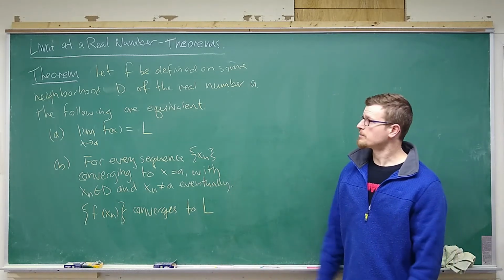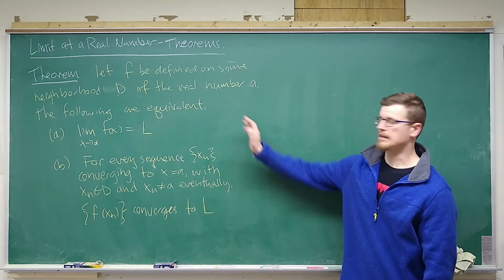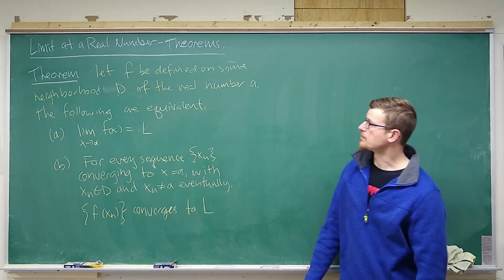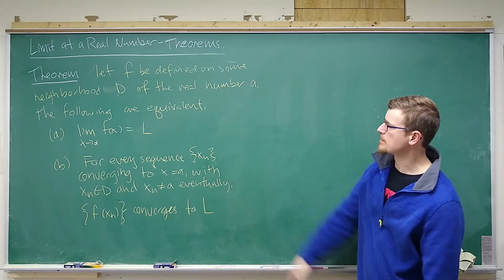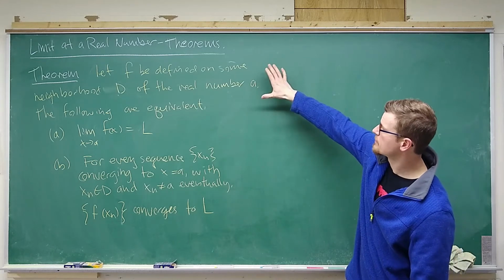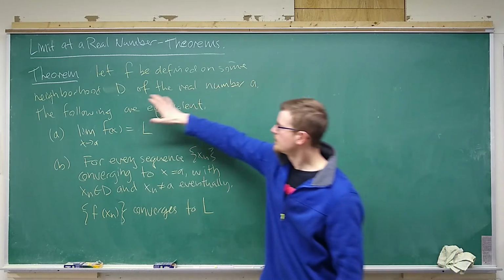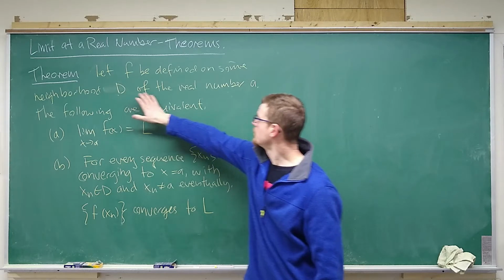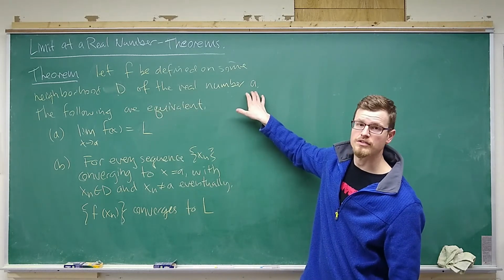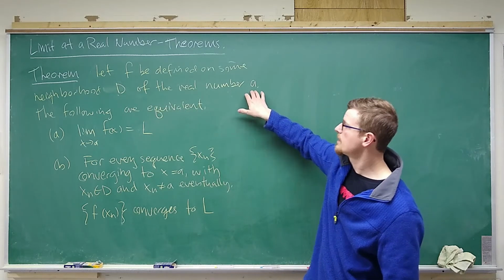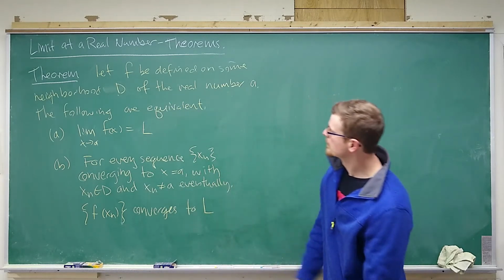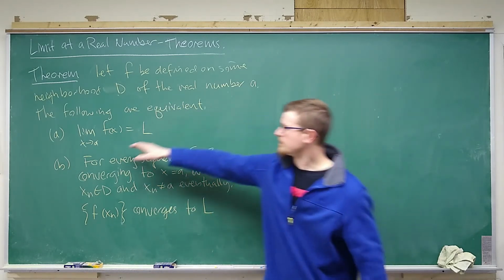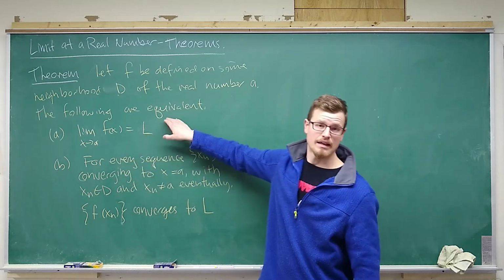The next theorem we want to take a look at is a statement about equivalency. So if we have some function f defined on some neighborhood of the value a, so we want to take the limit as x approaches a, and we just need f to be defined on some neighborhood. I don't care if it's real numbers or not. All right, so the following are equivalent. The limit is L.